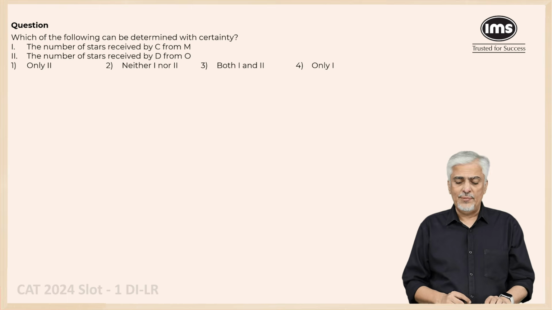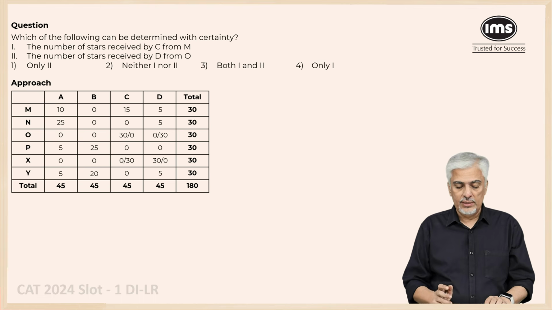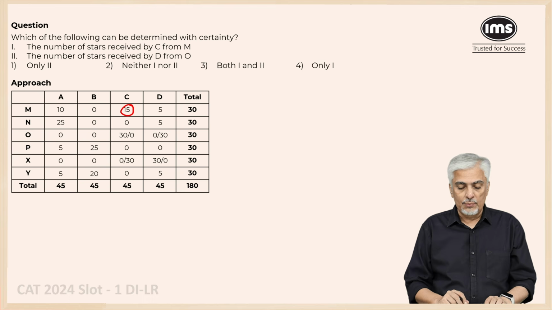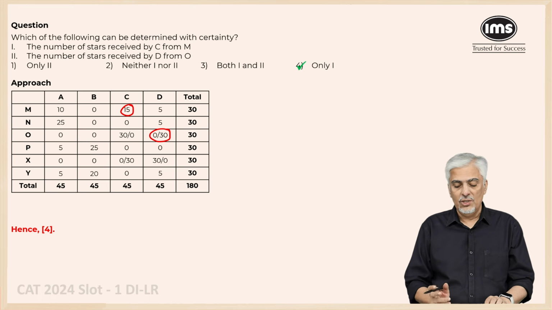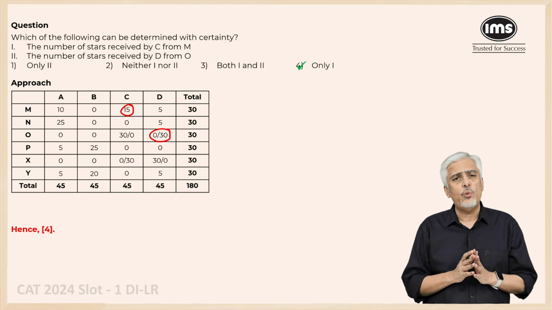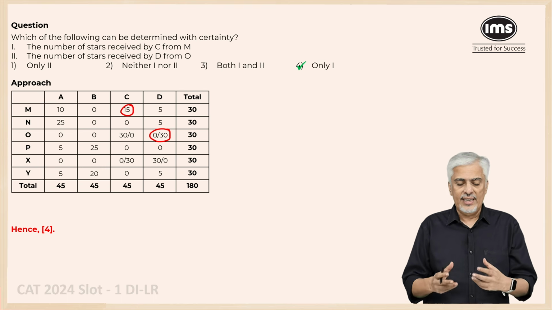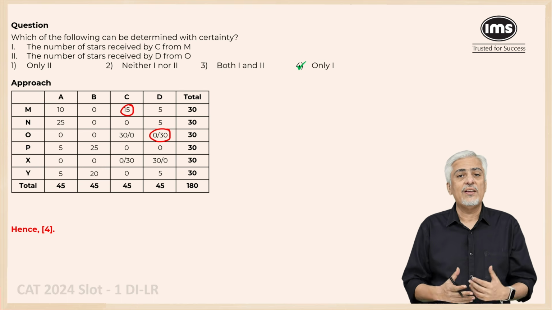Which of the following can be determined with certainty? So, definitely which can we say? The number of stars received by C from M. So, C from M. Do we have a certain answer for that? Yes, we have a certain answer for that. 15. Number of stars received by D from O. We don't have a certain answer for them. So, only one we can determine. So, answer will be the only one, which is the fourth option. So, very straightforward set. Again, a set which you should have definitely done. And hence, I would definitely consider this as my level A set.